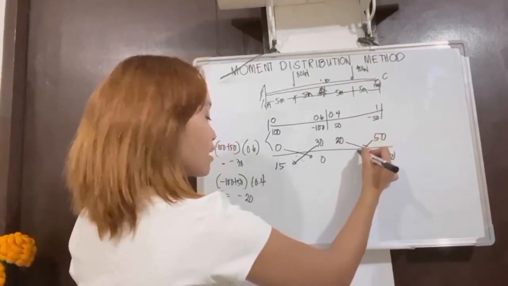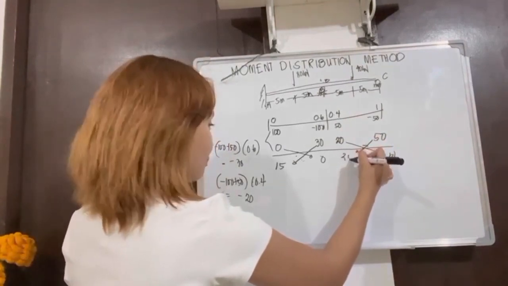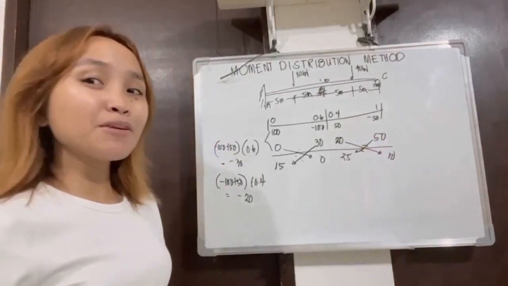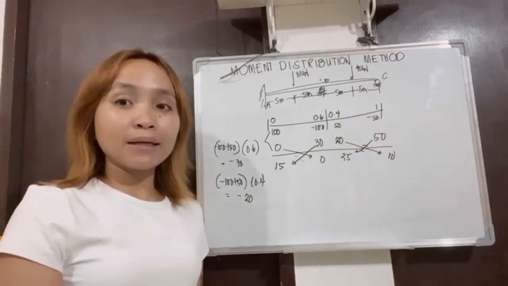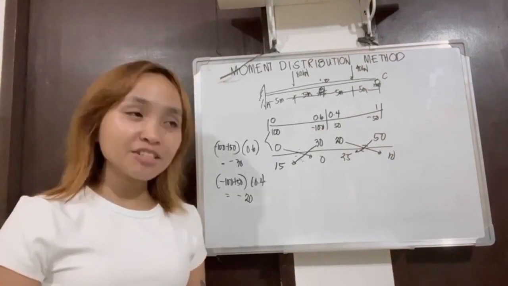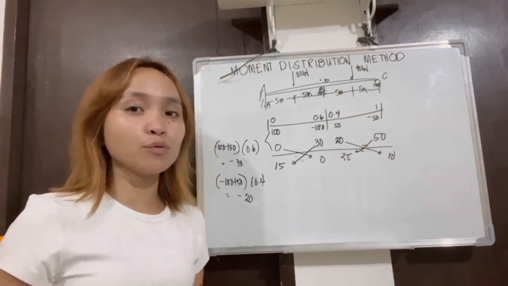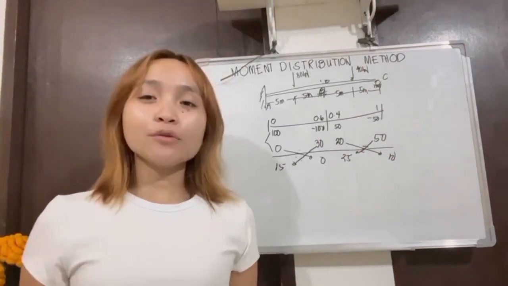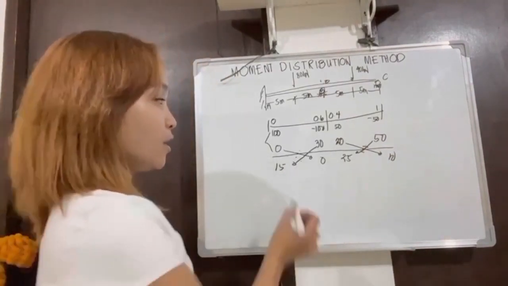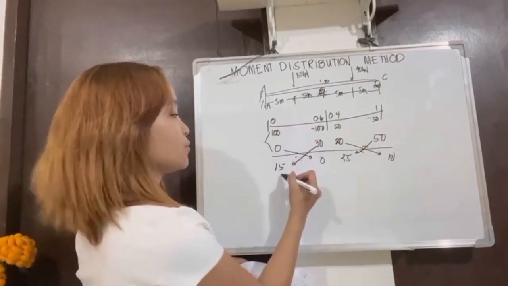Yeah, the same way here. So, 25. Since the value is not yet negligible, we need to repeat the process until the value is really negligible, which is approximately 0. Again, we need to repeat the process. So, 15 times 0 is equal to 0.